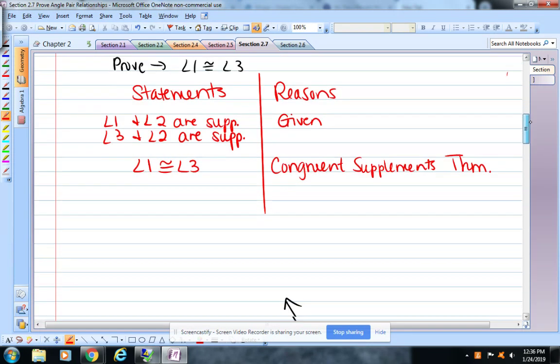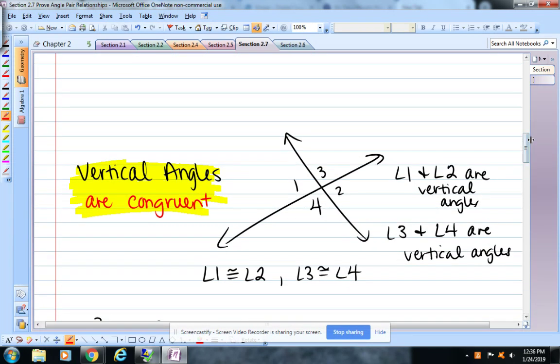All right, one last congruence theorem we're going to talk about today is the vertical angles congruence theorem. Anytime we have vertical angles, they are congruent to each other. We introduced vertical angles in Chapter 1. They are angles that are across from each other when two lines intersect. For example, from this figure, angle 1 is across from angle 2, so they are vertical angles. Likewise, angle 3 is across from angle 4, so they are also vertical angles. So, the vertical angles congruence theorem says that vertical angles are congruent.